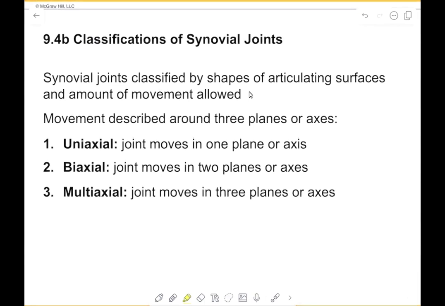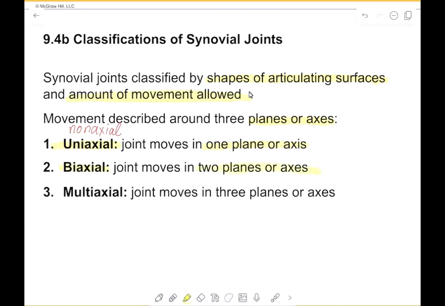So when we classify synovial joints, these are going to be responsible for the majority of the articulations in this chapter. They're classified by the shapes of the articulating surfaces, as well as the amount of movement that's allowed. The first way we describe them is based on the number of planes or axes that they move in. If they don't move in any of the axes, we call them non-axial, and there is basically a slipping movement that occurs. If they move in one plane or one axis, we use the term uniaxial. If they move in two different planes, they would be called biaxial.